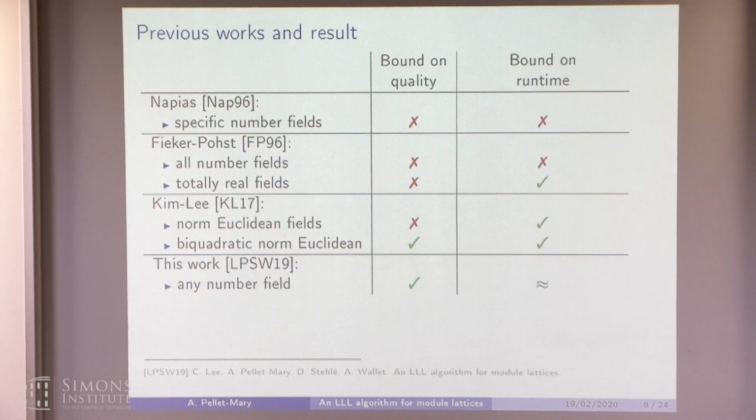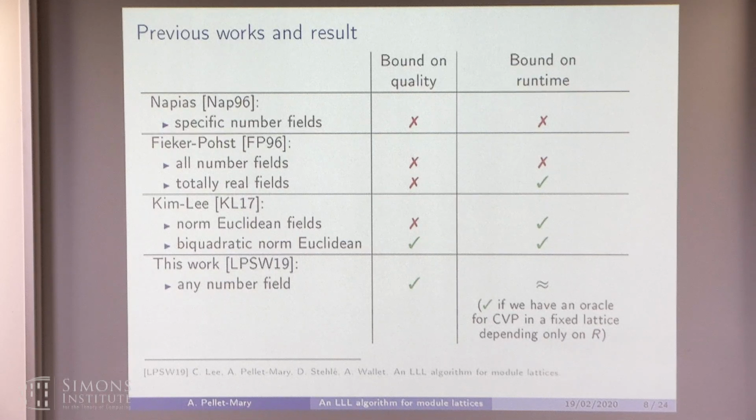And so what I want to present today is an algorithm where we have short output. And the runtime is, what I mean by this symbol is that it's going to be polynomial time, provided we have an oracle that solves the closest vector problem in a fixed lattice.